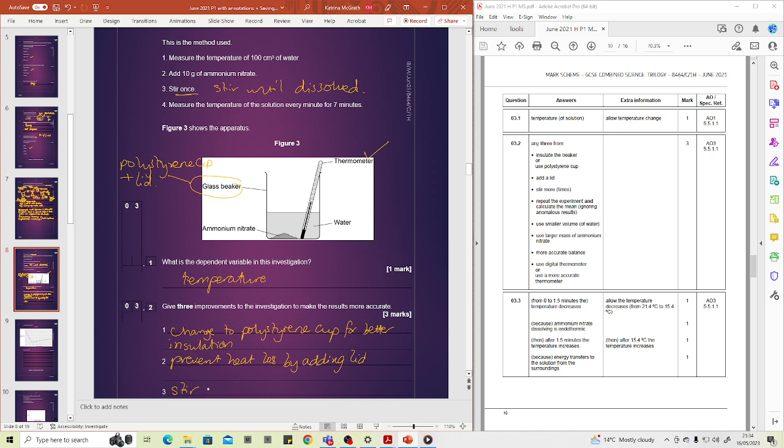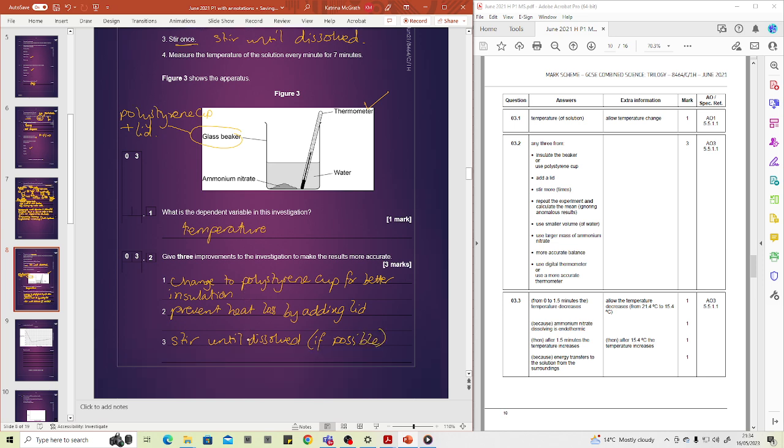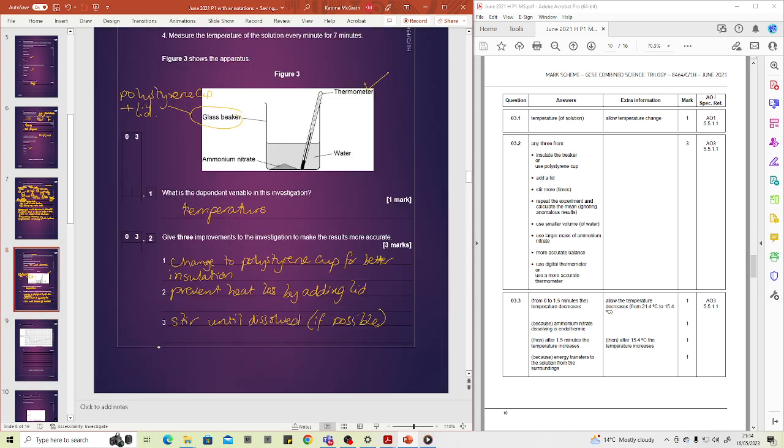Stir until dissolved, if possible. Okay, and then the absolute classic for making the results more accurate is on the mark scheme as well. Okay, and this is always one to remember. So repeating and discarding anomalies and calculate a mean.